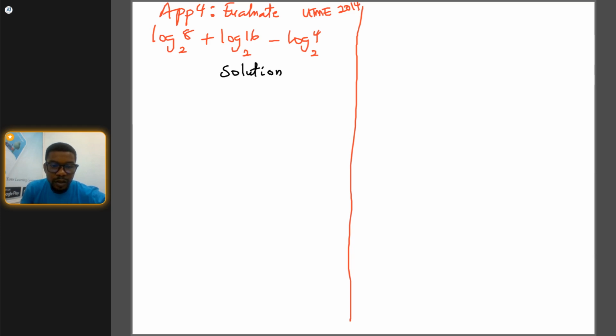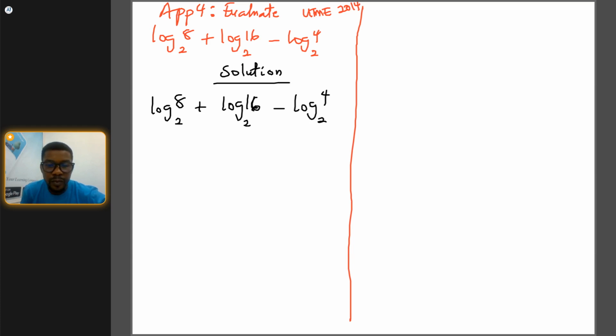Solution: this is a question under logarithm. So we have log 8 base 2 plus log 16 base 2 minus log 4 base 2. Now check the base. You will see that we have identical base, base 2. So we need to express our values in terms of 2. 8 expressed in terms of 2 is 2 raised to power 3, 16 is 2 raised to power 4, and 4 is 2 raised to power 2.